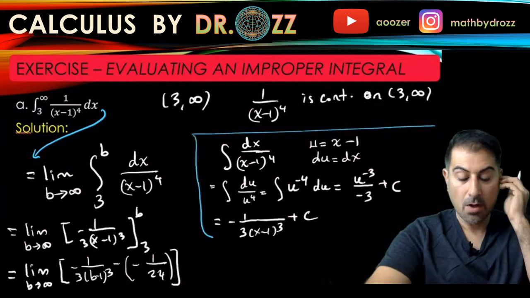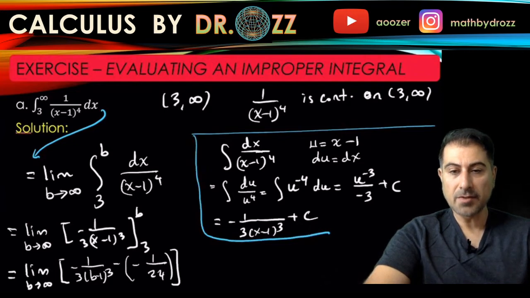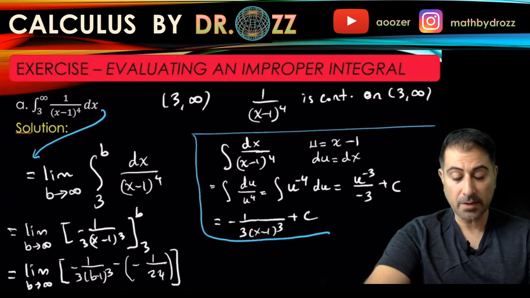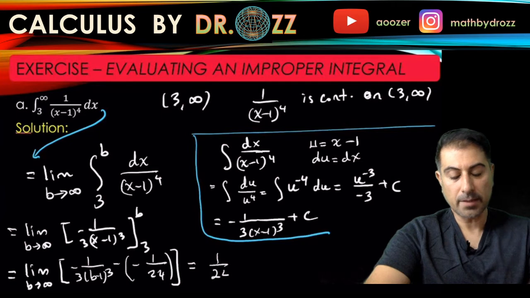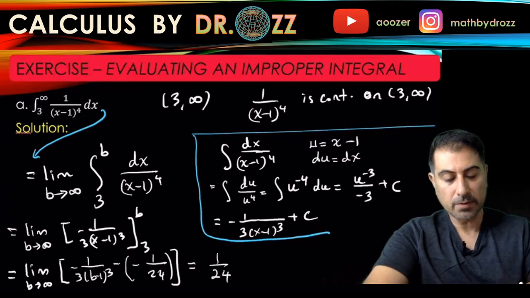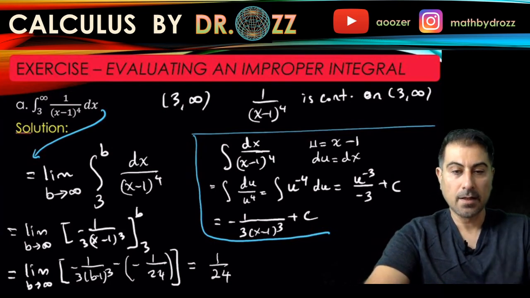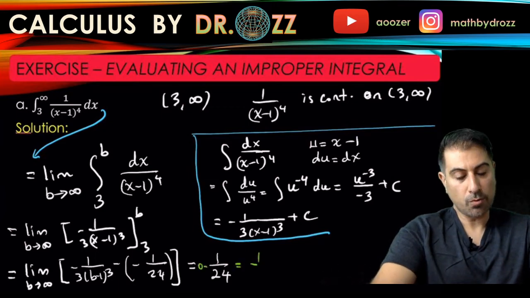Okay, good. What I'm going to do now is pass the limit. But as you see, that 1 over (b minus 1) quantity cubed is going to tend to 0 when b approaches infinity. So essentially, this limit is going to converge to 1 over 24. Okay, minus 1 over 24 is plus, and this term approaches 0, right? So it's in fact 0 minus 1 over 24, and that's exactly equal to 1 over 24.